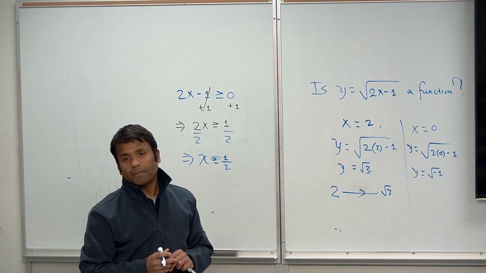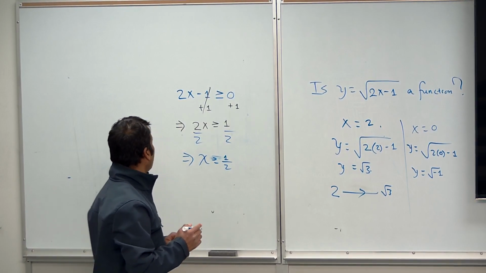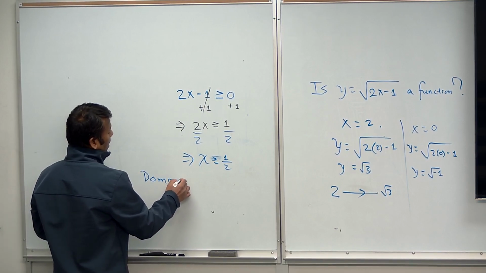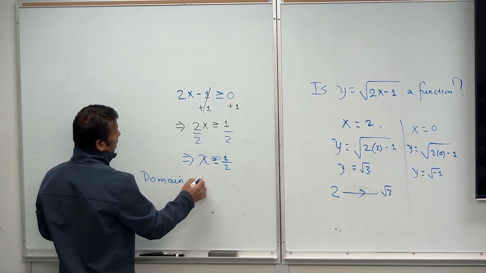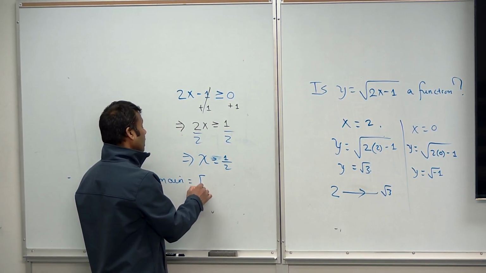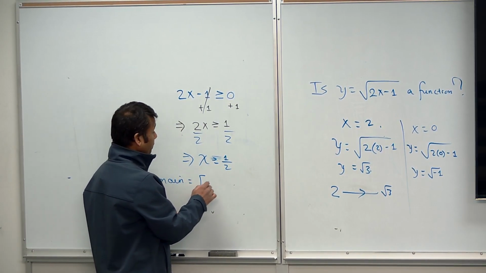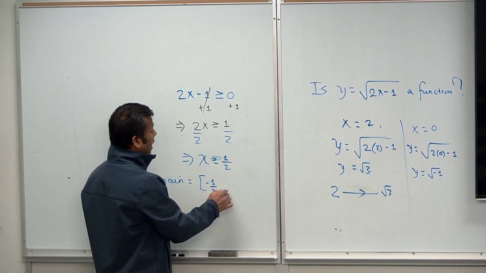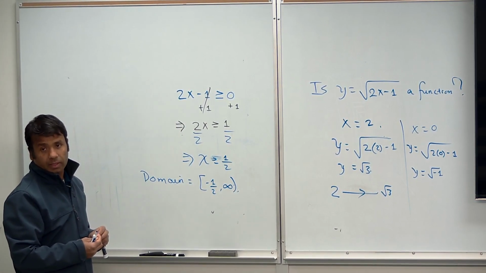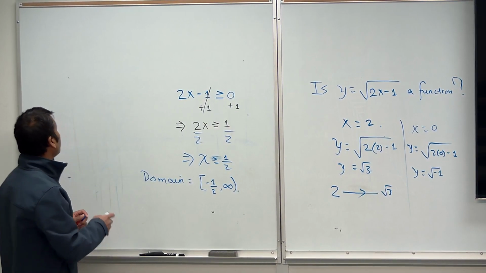Okay? So your domain is going to be x is greater or equal to 1/2. If you write it in interval notation, it's going to be bracket 1/2 comma positive infinity. So this is the domain. Now what will be the range?